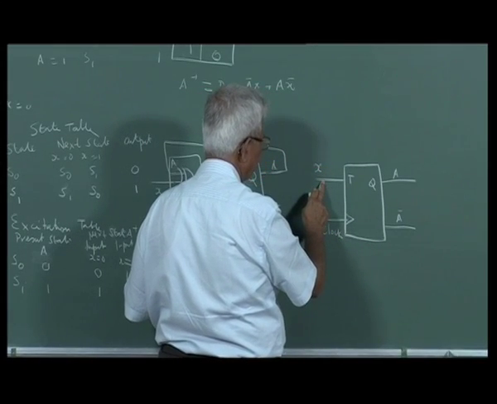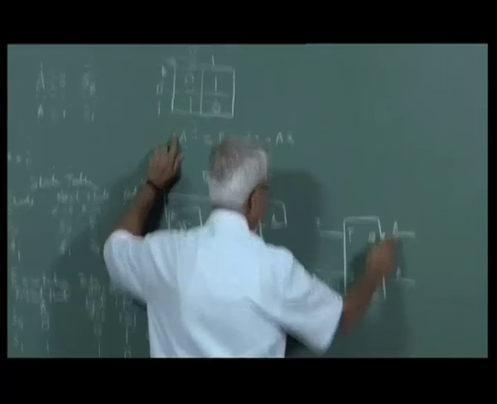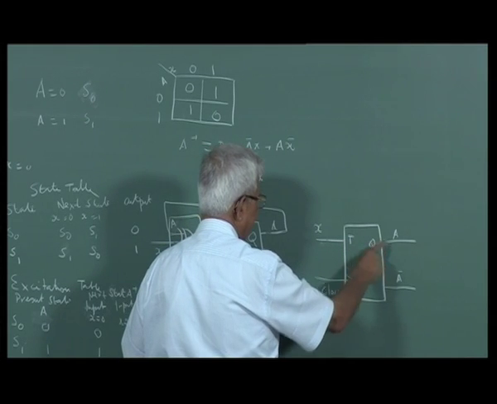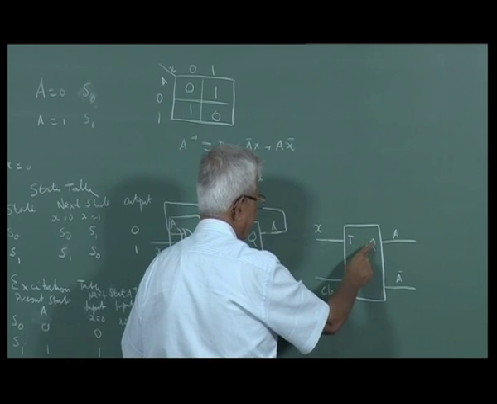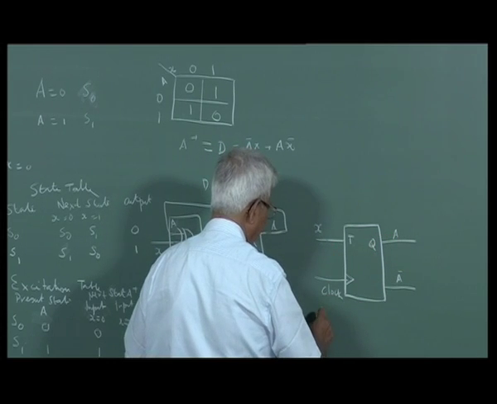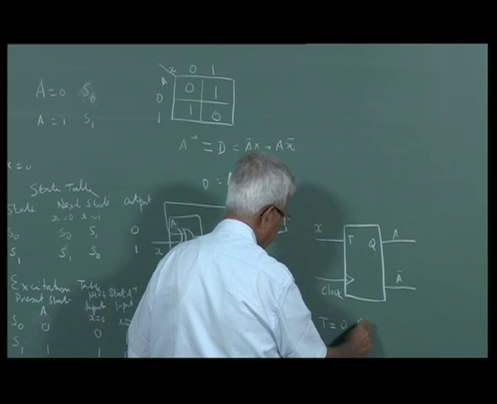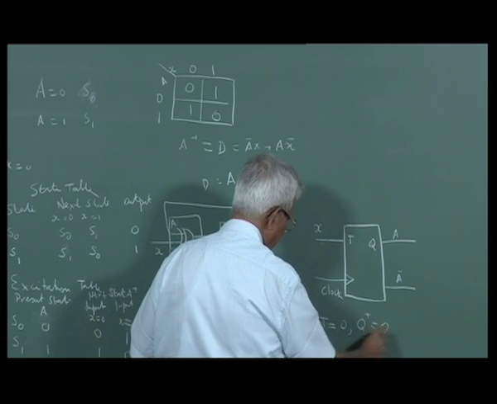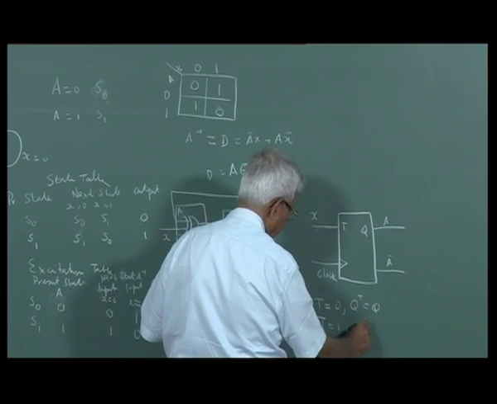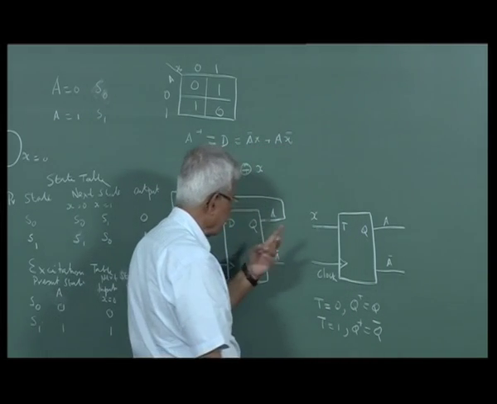x is 0, A remains same. If x is 0, the state does not change. If x is 1, the state changes to the next state. So, we know that in a T flip flop, T is 0, Q plus is Q. T is 1, Q plus is Q bar, previous Q. So, that is what we want.